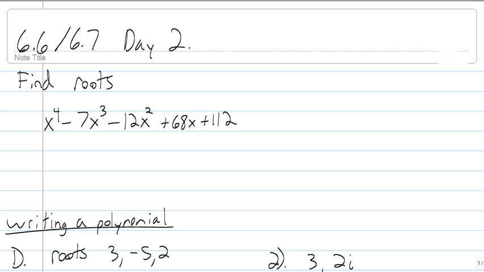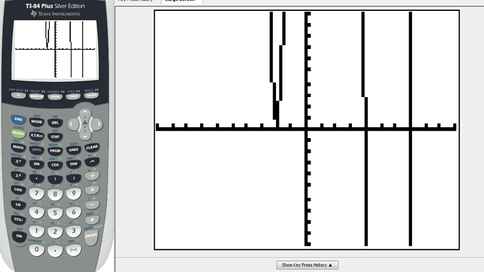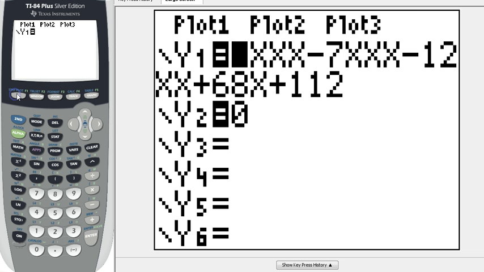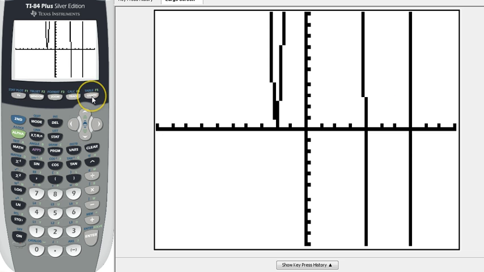We learned yesterday that the first thing we'd like to do is go to our graph to see if we get any nice roots. So let's take a look at the graph. Okay, so here's the graph. When you look at it, you can see that it goes down, just touches there, goes back up, and then goes down through the 0 there and back up. I'm going to make my y2 to be 0, which it is.